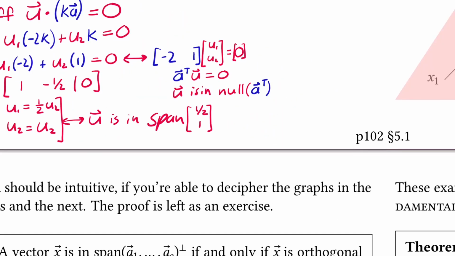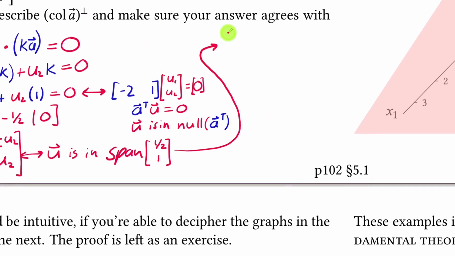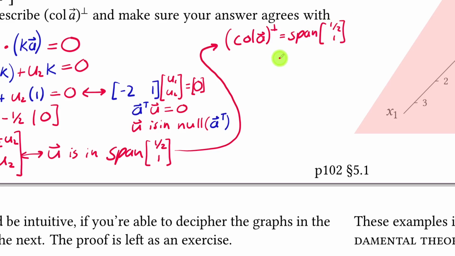So, in other words, we have the orthogonal complement of the column space of A is equal to the span of (1/2, 1), and by the way, that's also equal to the null space of A transpose.